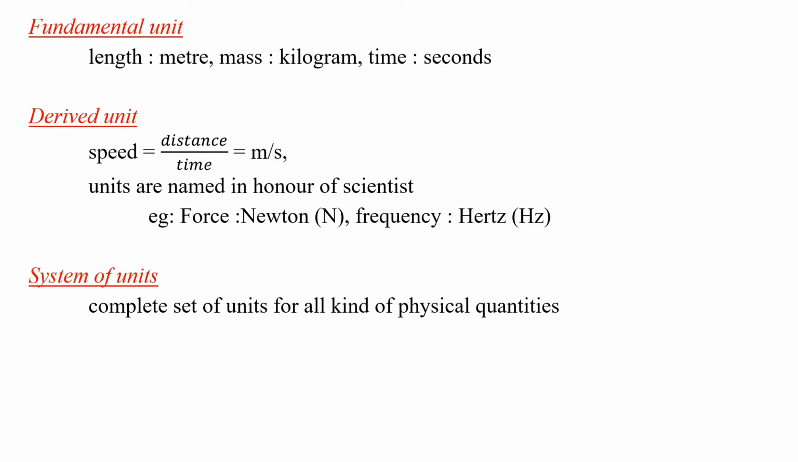A system of units means a complete set of units for all kinds of physical quantity, which includes both fundamental and derived quantities. That is, the set of units completely encloses all kinds of physical quantity, whether derived or fundamental. A few common systems are the CGS system or Gaussian system, FPS system, MKS system, and SI system.